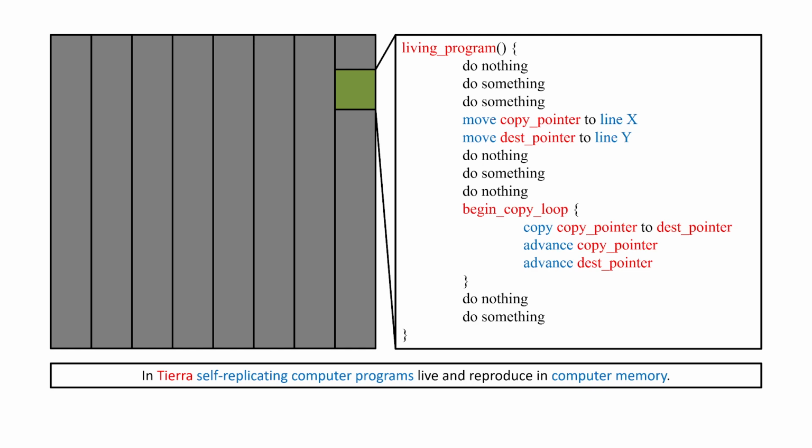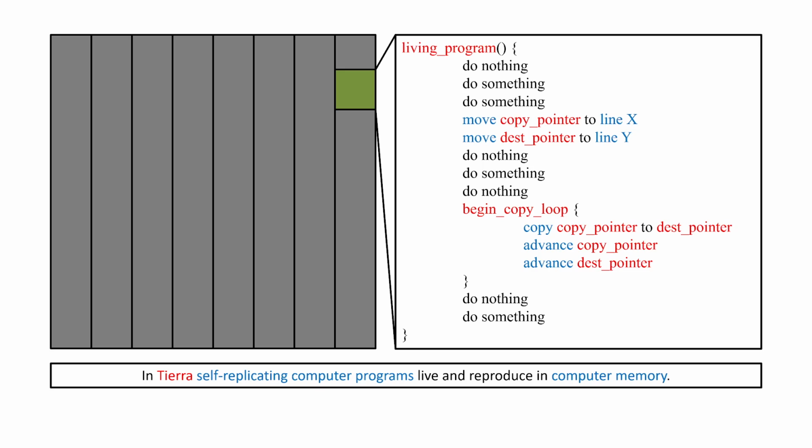Now of course, we could imagine different programs that started copying somewhere else, and we'll think about that a little bit more in a moment. But for the moment, let's assume line X is just the first line of this program. Now, we're also going to have a destination pointer. If we're going to copy something, we have to copy it from somewhere. That's the copy pointer.